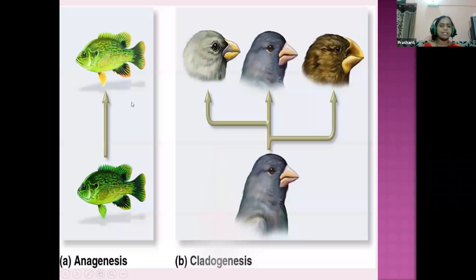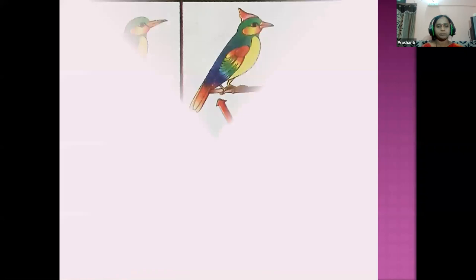Here, these are the examples of anagenesis. This fish has been reproductively isolated and is forming a new species, but in a single lineage. But when you take the Darwin finch birds, these have been moving in different directions and giving rise to different shaped beaks. That comes under diversifying or cladogenesis evolution. So these are the examples even given in your textbook, children.